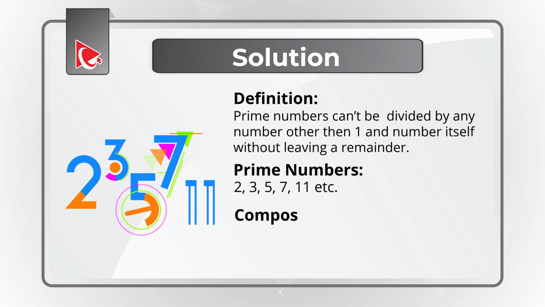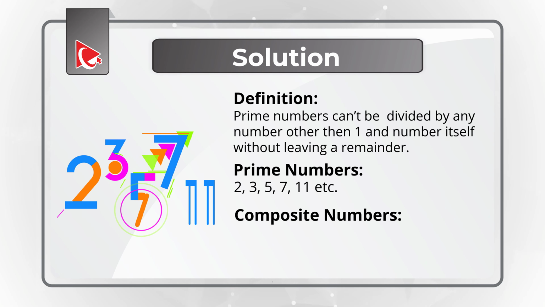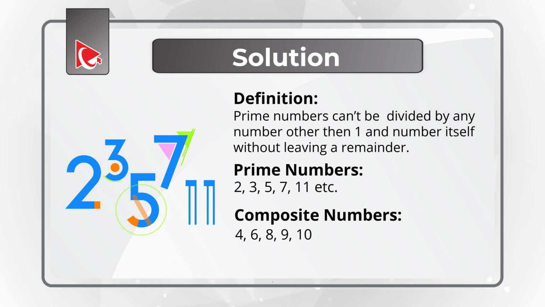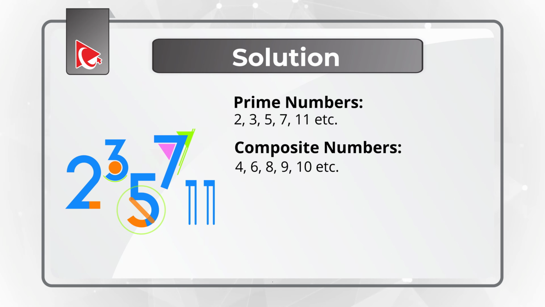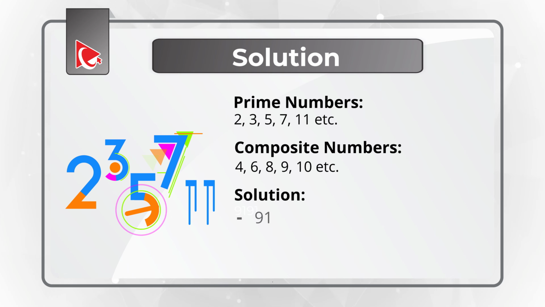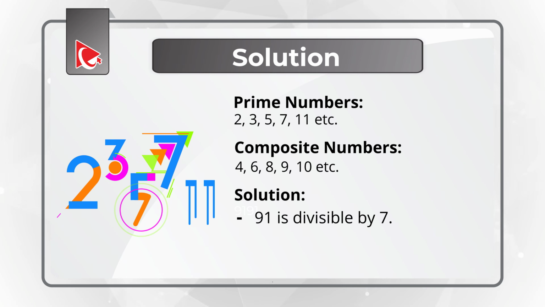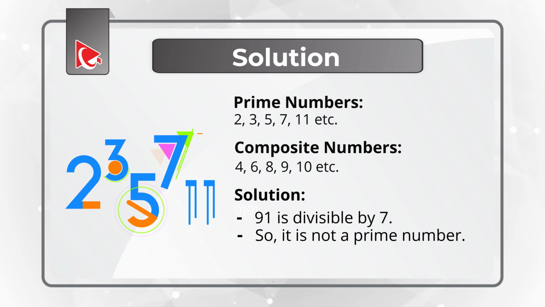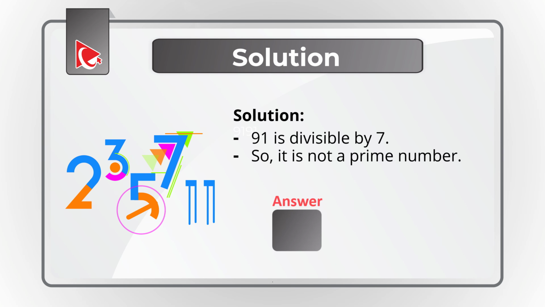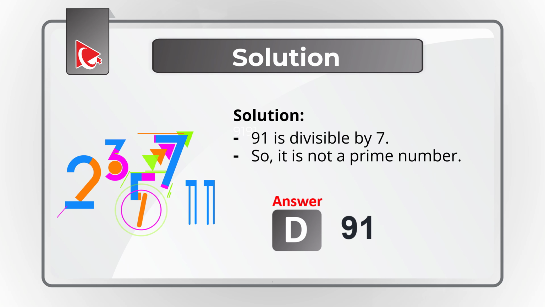The opposite of prime numbers are composite numbers, and examples of those would be 4, which could be divided by 2, 6, which could be divided by 2 and 3, 8, which could be divided by 2 and 4, 9, 10, and you can continue the sequence. As you might have figured out, of the numbers presented, 91 can be divided by 7. So 91 is not a prime number, which means that the correct solution is choice D, 91. Hopefully you've nailed this question and now know how to answer similar problems on the test.